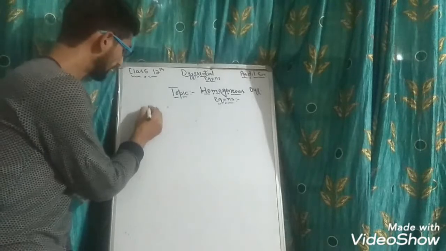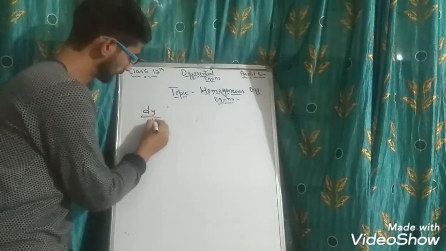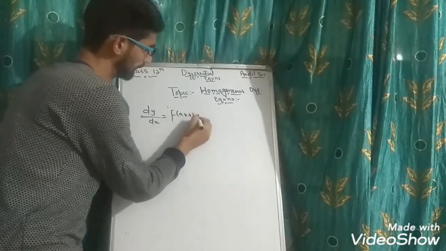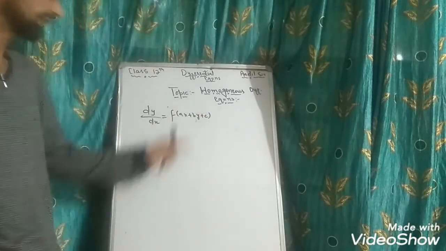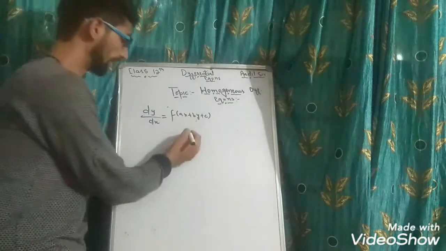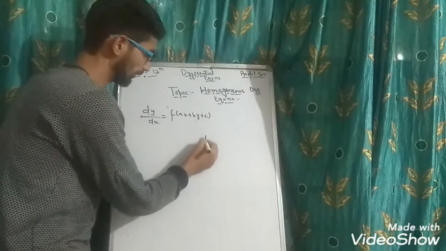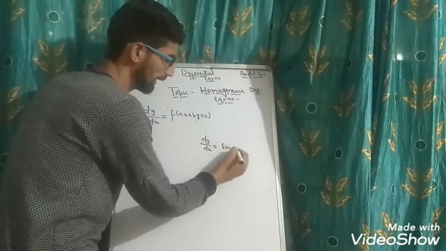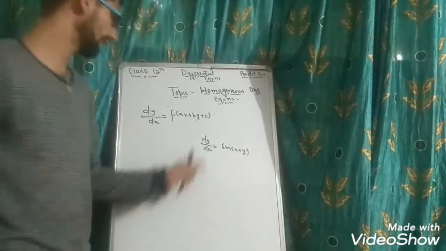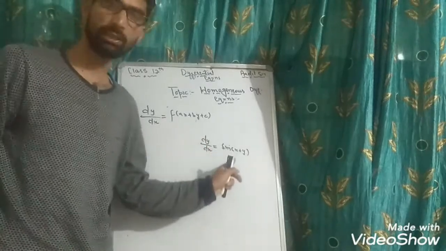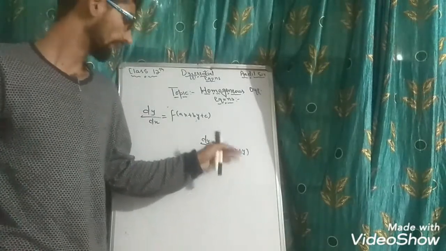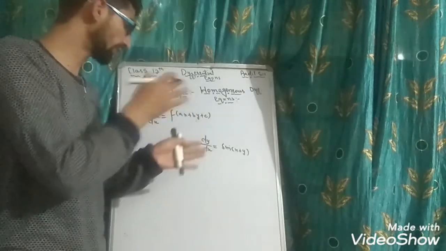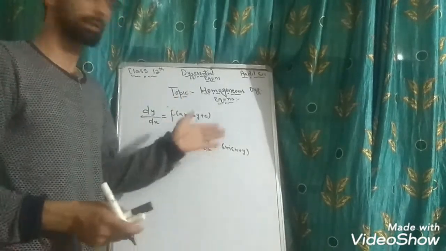If we have a differential equation like this, dy by dx equals f of ax plus by plus c. For example, dy by dx equal to sine of x plus y. You check here, this is of the form f of x plus y. This kind of equation we can easily convert in such a way that our variable separable method will get hold here.